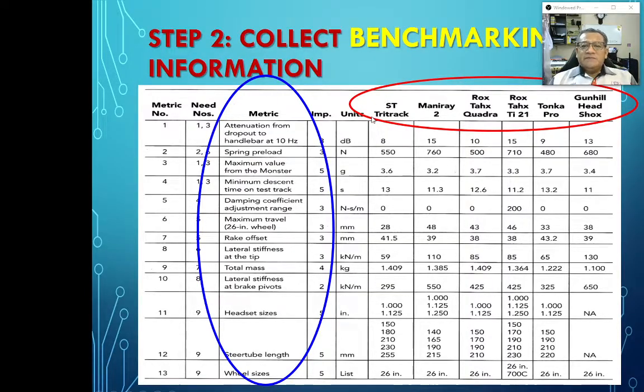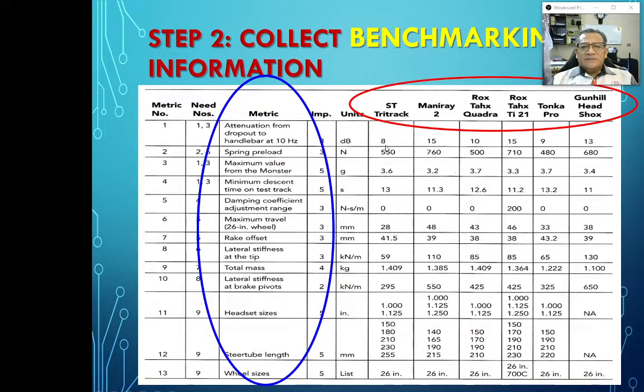For example, this brand, ST Tri-Track. Second brand, Maniray 2. The third brand, Rocktex Quadra. The fourth brand in the market is Rocktex Titanium 21. The fifth brand available in the market is Tonka Pro. And the sixth benchmarking mountain bike available in the market is Gunhill Head Shock. Okay. And out of all these six, you must take their measurements so that you can quantify the actual values of their readings, right?